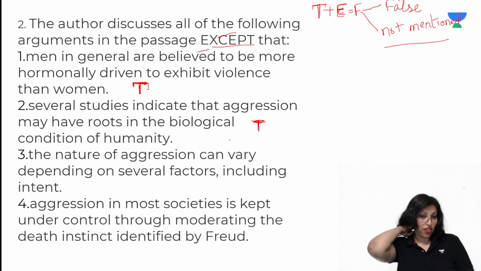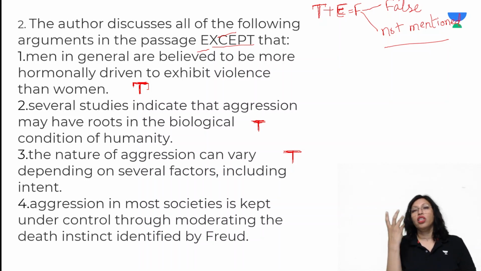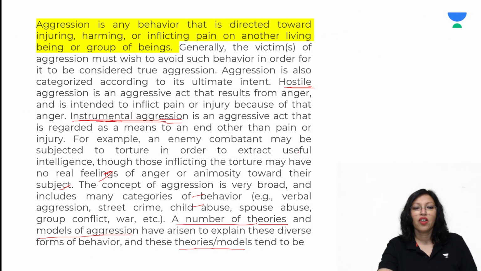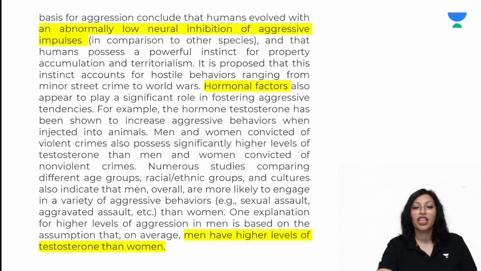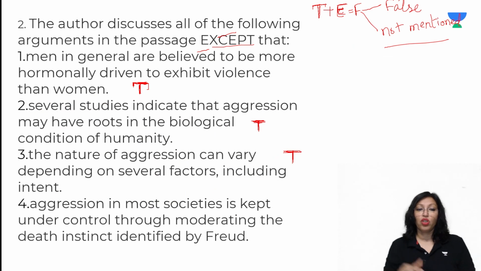Okay. The nature of aggression can vary depending on several factors, including intent. Well, the author had said something like this, that yes, you can categorize or the needs or what is the nature of aggression can depend on various things. So he had said right at the beginning that there were two types of aggression. One was the, I've forgotten the name. One was instrumental aggression and the other one was, let's just take a second and go back. So hostile aggression, yes. Intent, so hostile aggression and instrumental aggression. These were the two aggressions that we were talking about. So here you are. So this is also true.